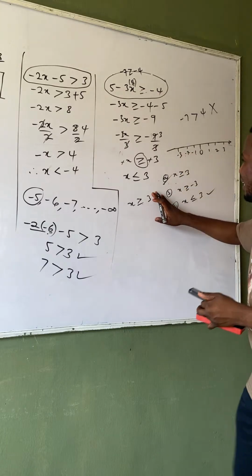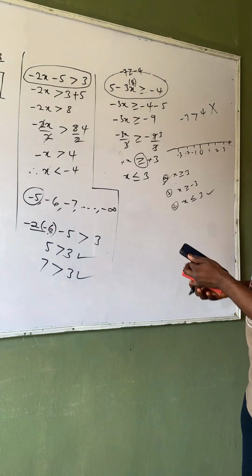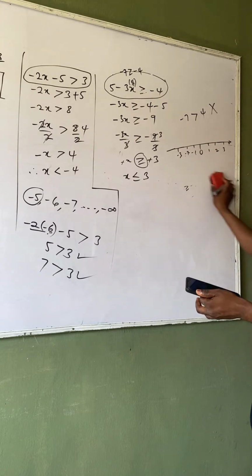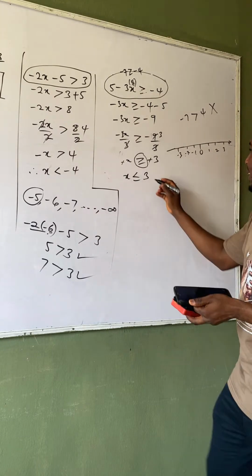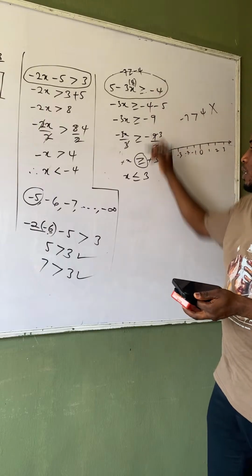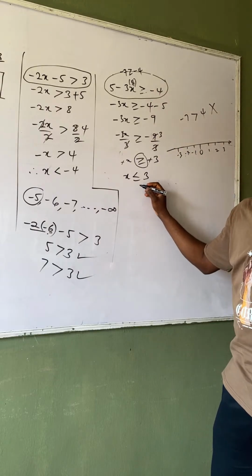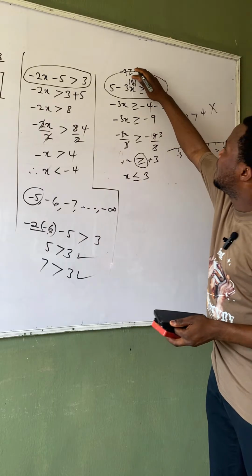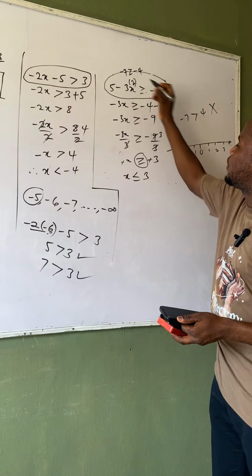Now, what is our right answer now? Our right answer is going to be x is less than or equals to 3. And now we have checked for 3, it worked out. Now, if x is less than 3, that means x can be 2. Let's try 2 here. If I put 2 here, what do we have? 3 times 2 is what? 6.